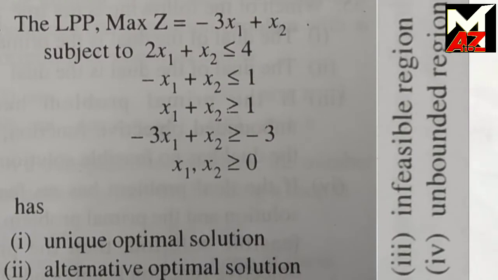Last question of this class is the LPP: max z equal to minus 3x1 plus x2 subject to 2x1 plus x2 less equal to 4, minus x1 plus x2 less equal to 1, x1 plus x2 greater equal to 1, minus 3x1 plus x2 greater equal to minus 3, with x1, x2 greater equal to 0 has: 1. Unique optimal solution, 2. Alternative optimal solution, 3. Infeasible region, and 4. Unbounded region.